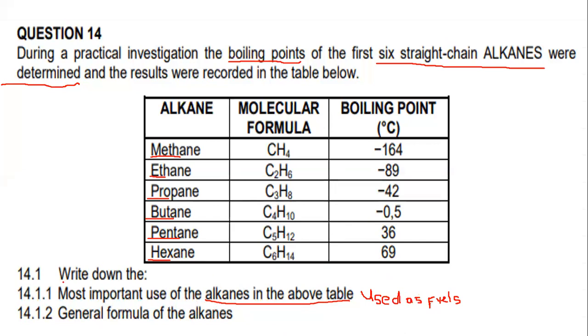Now, when you look at this question, it has nothing to do with physical properties actually. It has everything to do with nomenclature, but we integrate questions. So the general formula of alkanes, we know it's a recall question. It's CnH2n plus 2. And you will remember the n represents the number of carbon atoms.